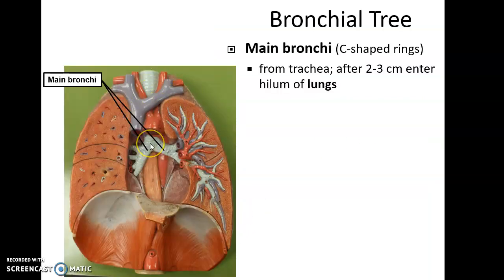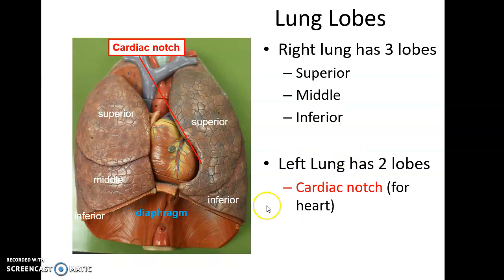At the end of the trachea, it splits into the right and left main bronchi. The right and left main bronchi will enter the lungs. So they're the first structures carrying air to enter the lungs proper. That gives us our two lungs, the right lung and the left lung.